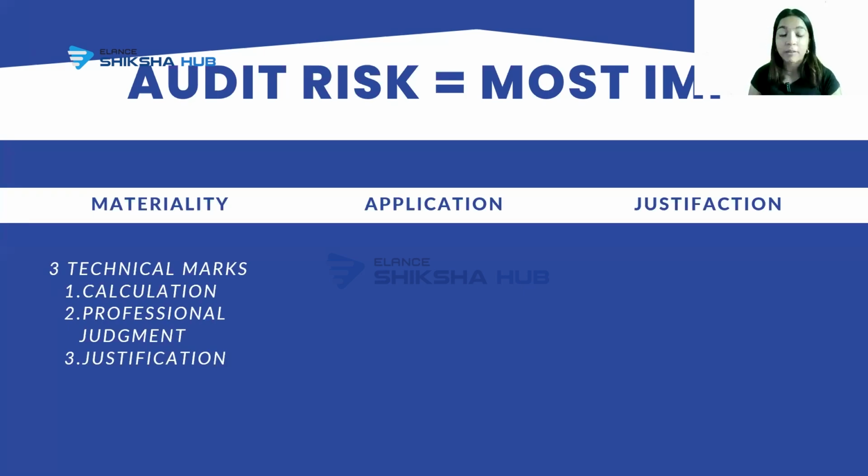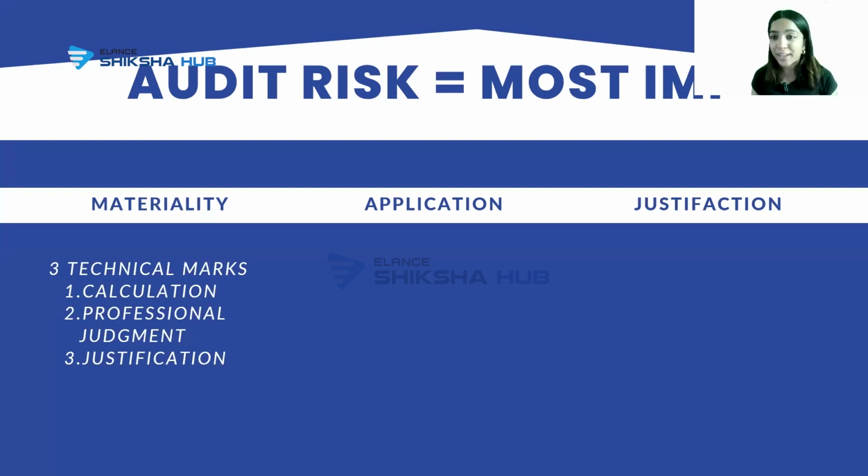Now, 3 technical marks: calculation, writing the proper range, for example, 5 to 10% for PBT. Okay, professional judgment, which one did you choose? Did you choose the lower or did you choose the higher range or did you choose the mid range? Justification as to why you did this particular selection. Why did you choose lower range? Why did you choose the middle range? Why did you choose the higher range?